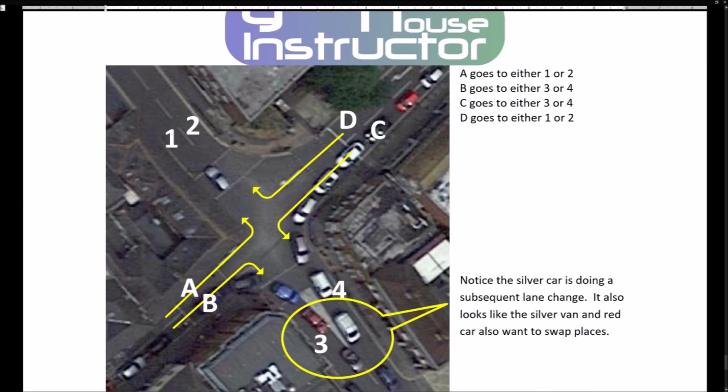A goes to either 1 or 2, B goes to either 3 or 4, C goes to either 3 or 4, and D goes to either 1 or 2. Notice the silver car is doing a subsequent lane change. It also looks like the silver van and red car also want to swap places.